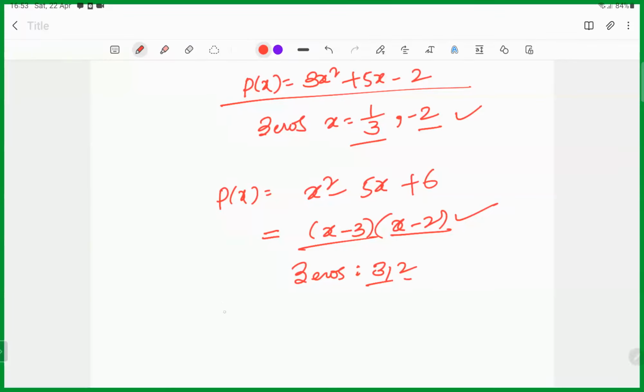So next one, who have already completed, it's 2x square minus 10x plus 12. Tell me, Kaushik and Princy. Okay, so 1 minute, sir.